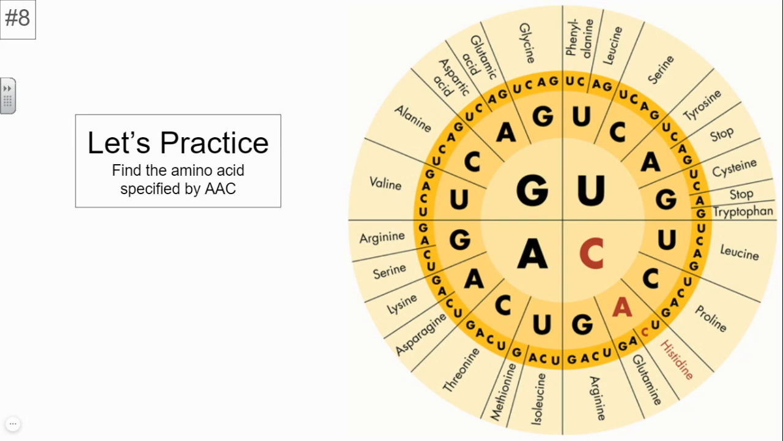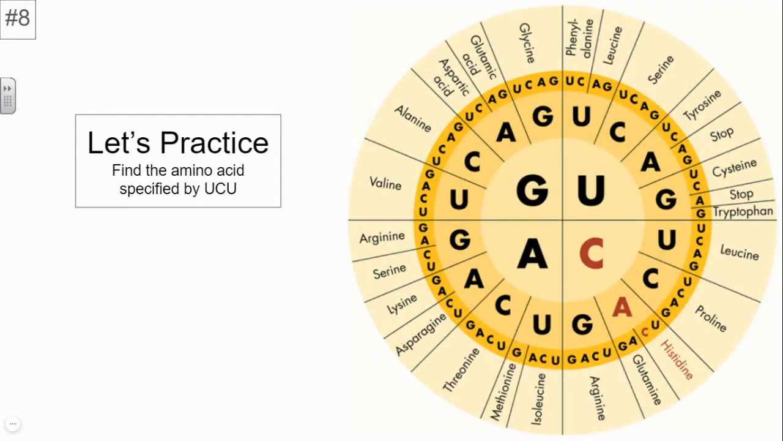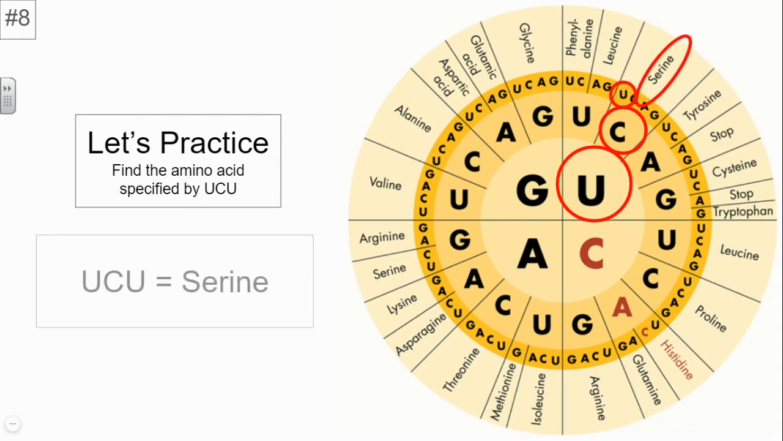Finding the amino acid specified by AAC, we would start in the middle, find A, move out to the next A, to C, and that would lead us to the amino acid that is specified by AAC, asparagine. To find the amino acid specified by UCU, we will start in the middle at U, move out to C, out to U, and in our final circle, we find the amino acid serine that is specified by UCU.